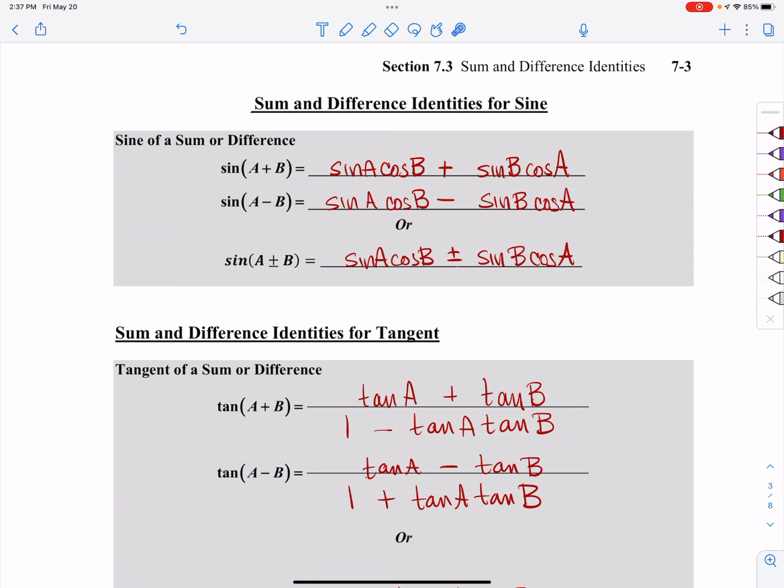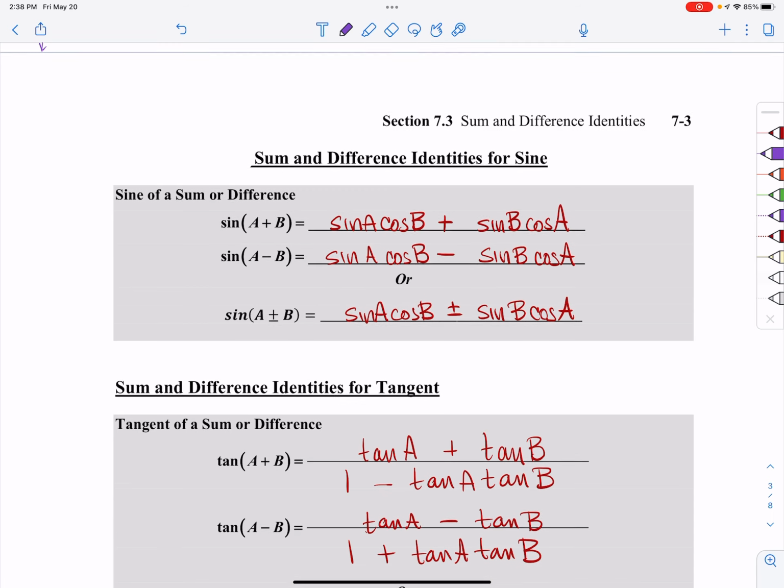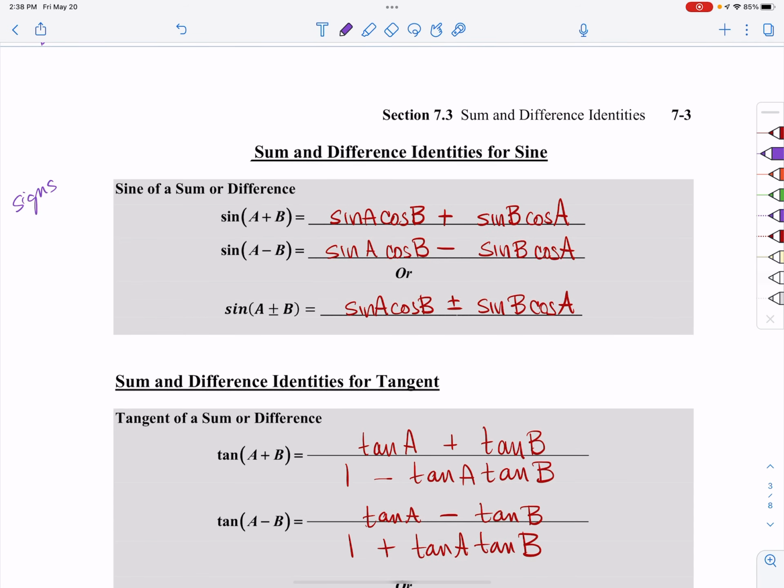For the sum and difference identities for sine, notice that we've got sine of either an angle plus an angle or an angle minus an angle. You'll notice that the first term is the same: sine A cosine B plus or minus sine B cosine A. One thing I want to point out is that these two pluses and minuses match these two pluses and minuses. What I like to say is that the signs, S-I-G-N, on sine, S-I-N-E, match. The signs on sine match. So it's a play on words there.